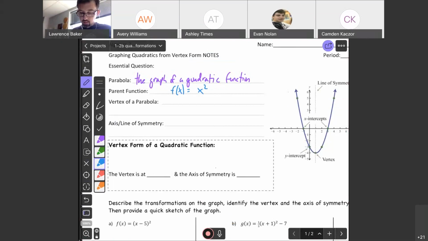The vertex of a parabola, the vertex of a quadratic function, is that point down here. Okay, it's labeled there for you. It's either the lowest or the highest point of the parabola, depending on how the parabola is oriented.